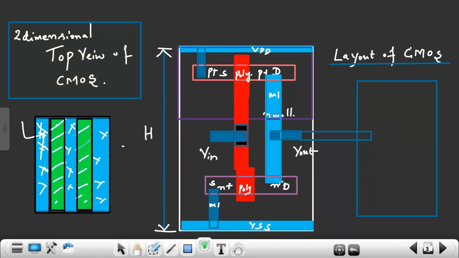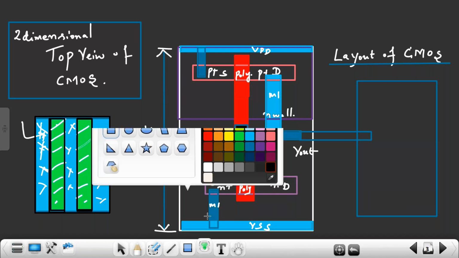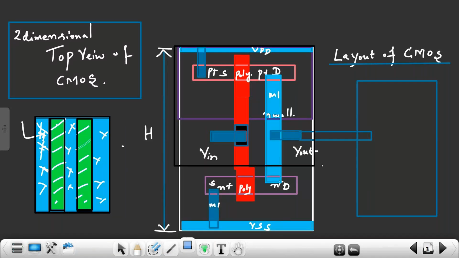Every layer is fabricated like this only. They cannot fabricate only polysilicon here, right? They will be using polysilicon everywhere. Only in this region they are going to retain it, other regions they are going to remove. That is called the etching process. For the etching process you require a mask. Any of this fabrication process you are going to learn.